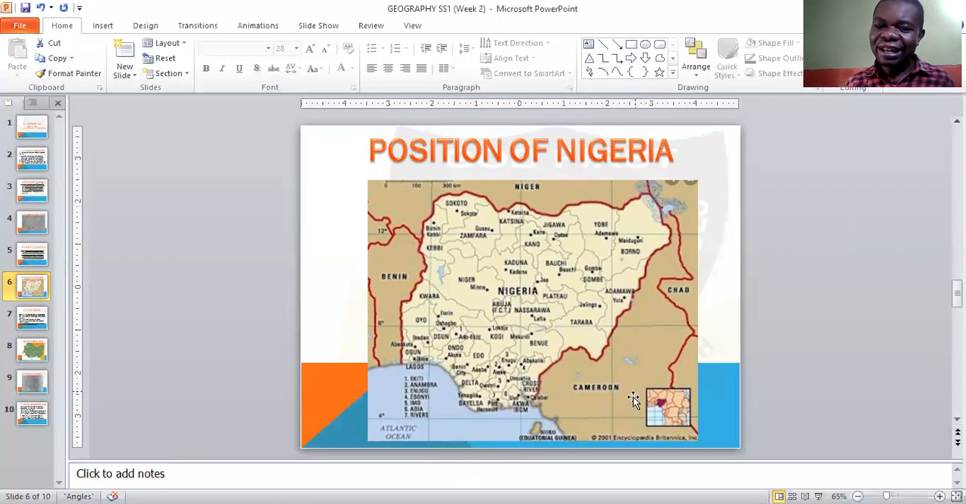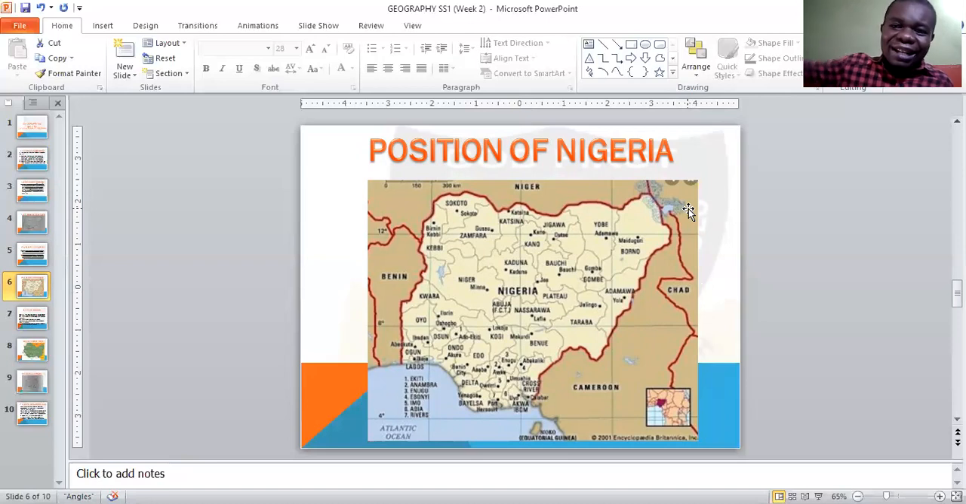In the east here, this is Cameroon Republic. This is the eastern part of the country. Then in the west, it is Benin Republic, Republic of Benin. This is another country. Then in the northeast, you have Lake Chad. This is where you have Chad here, in the northeast. Lake Chad is at the northeastern part of Nigeria. That's what we have there. That's the country we bound.